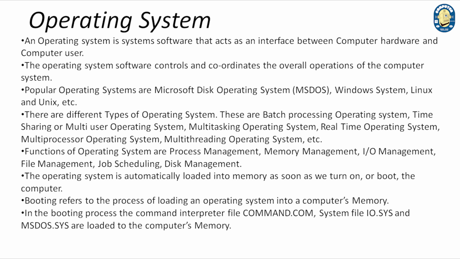There are different types of operating system. These are batch processing operating system, time sharing or multi-user operating system, multitasking operating system, real-time operating system, multiprocessor operating system, multithreading operating system, etc. Functions of operating system are process management, memory management, I/O management, file management, job scheduling, disk management. The operating system is automatically loaded into memory as soon as we turn on, or boot, the computer.